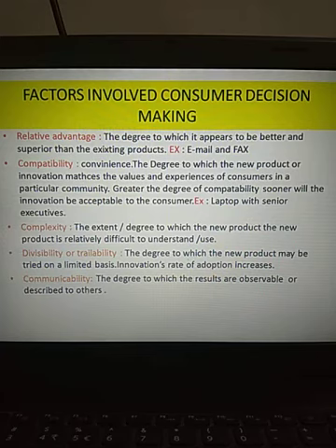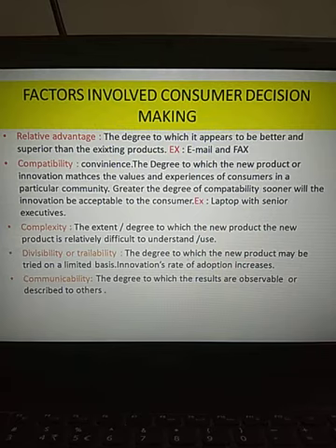Now we are going to discuss the factors which are highly involved as far as consumer decision making is concerned. The very first one is relative advantage, then compatibility, complexity, divisibility or trialability, and communicability. The first one is relative advantage, the degree to which it appears to be better and superior to the existing products.